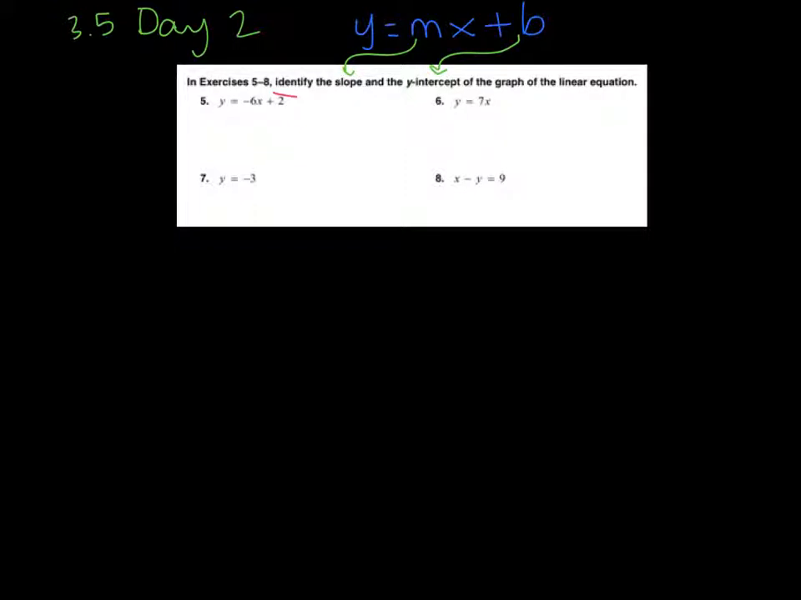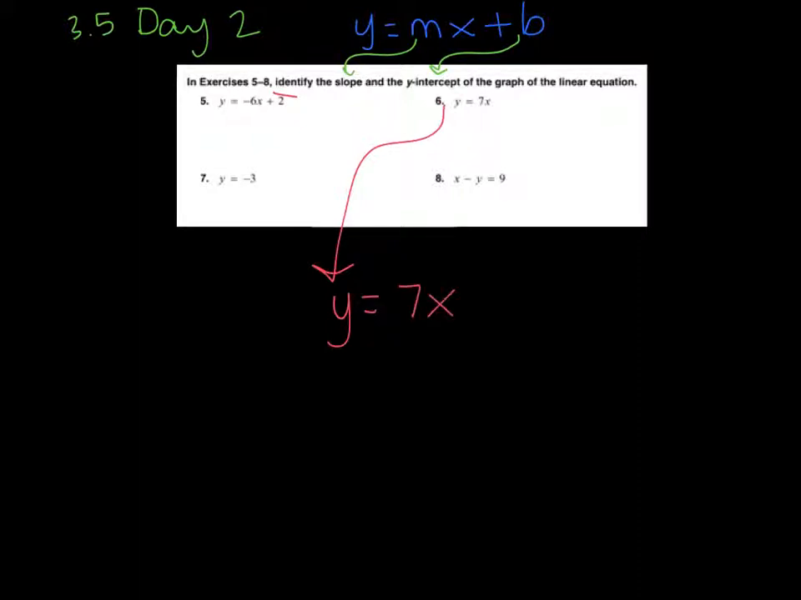I'm actually going to talk about number 6 because we talked about an example that looked like 5 on your notes. We talked about an example that looked like 7 on your notes. And we talked about an example that looked like 8 on your notes. The only one that we didn't talk about was one that looked like 6. So I'm going to write that down. I have y equals 7x.